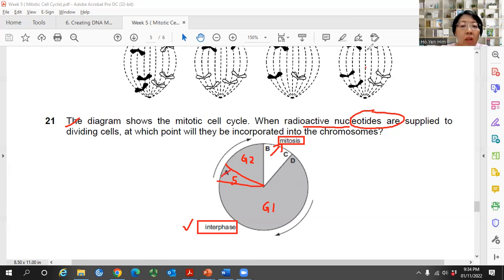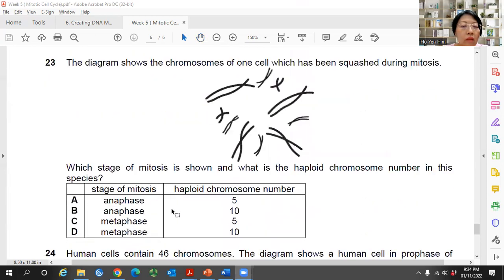Okay. So next question is question 23. Question 23 is also a very interesting question. The diagram shows the chromosomes of one cell which has been squashed during mitosis. One cell that has been squashed. So therefore you can see the chromosomes clearly, because we squash the cell, then the chromosomes can space out, then we can see clearly. Which stage of mitosis is shown, and what is the haploid chromosome number in this species?